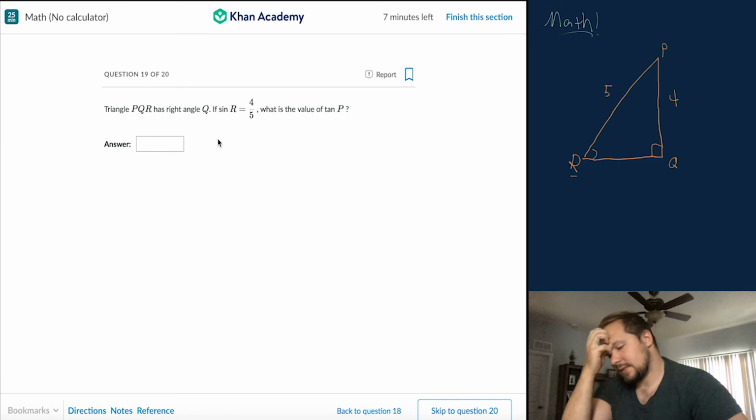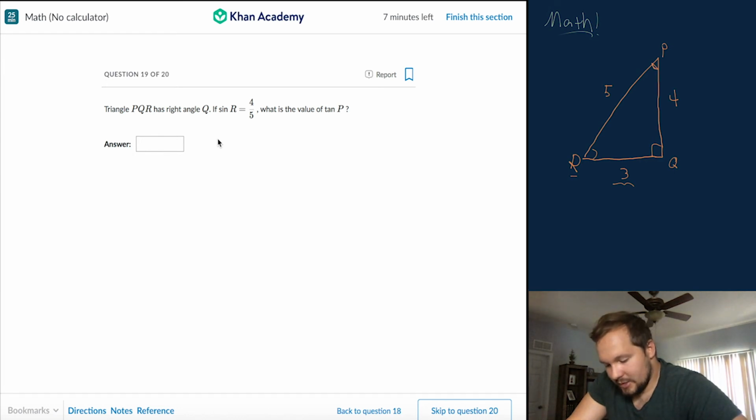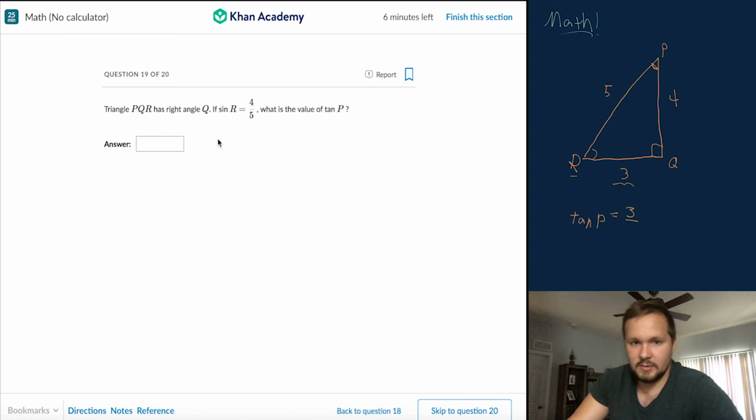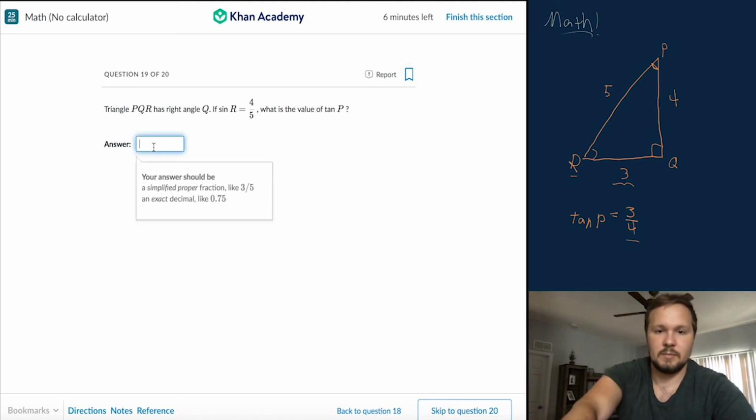Well, here the easiest way to solve this problem is to just realize that this is now a 3, 4, 5 right triangle. And so we can figure out our final side over here. And we want to figure out tangent of this angle, tangent of P. So tangent is TOA, opposite over adjacent, which is 3 over 4 here. So the answer is 3/4.